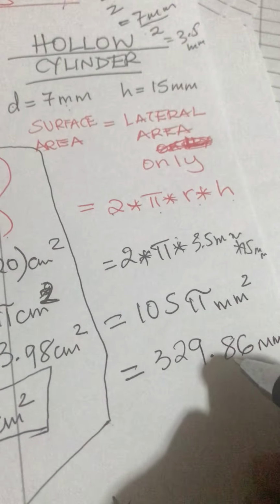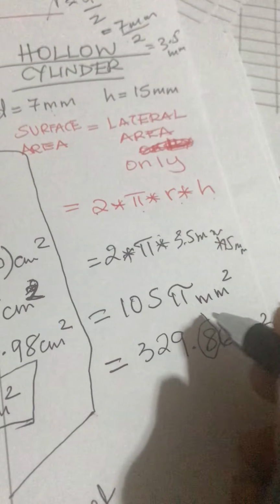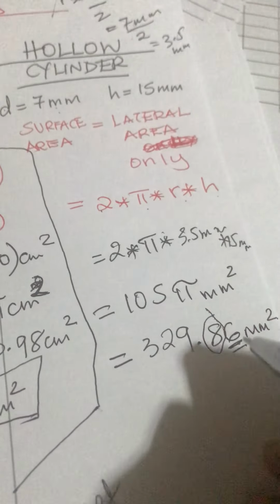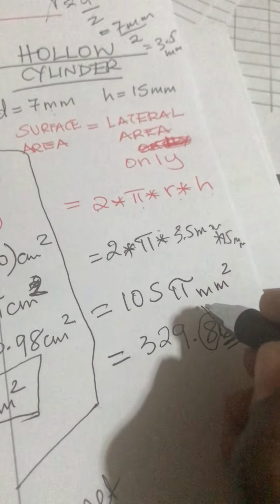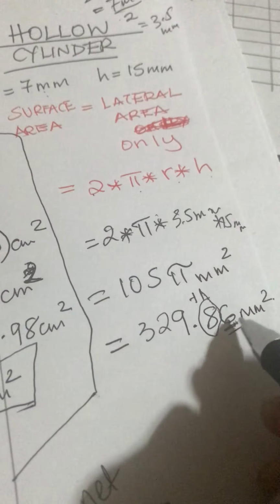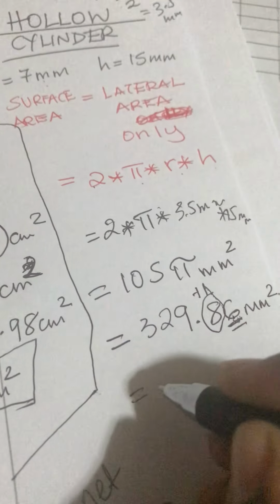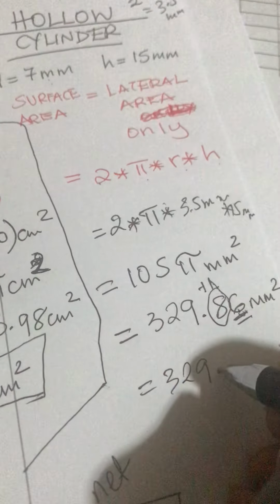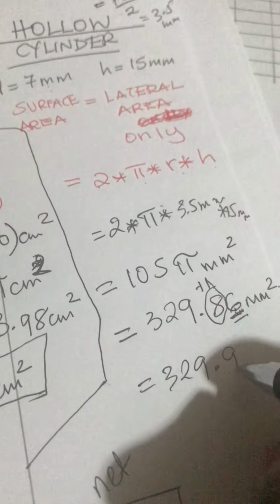We are rounding to the nearest tenth. We circle, we underline. We are adding because 6 is greater than 5. This number is 5 and more. So this becomes 329.9.